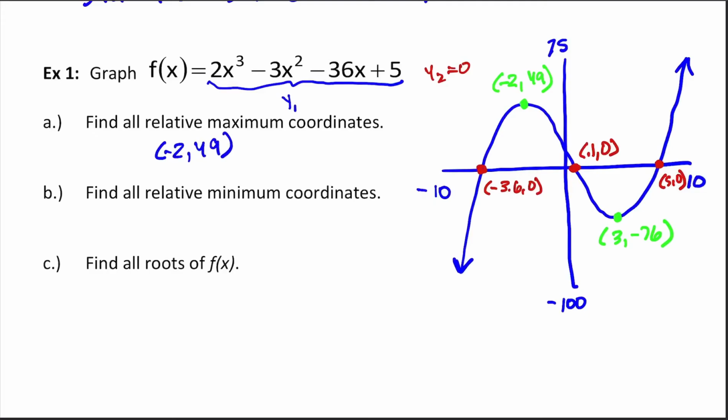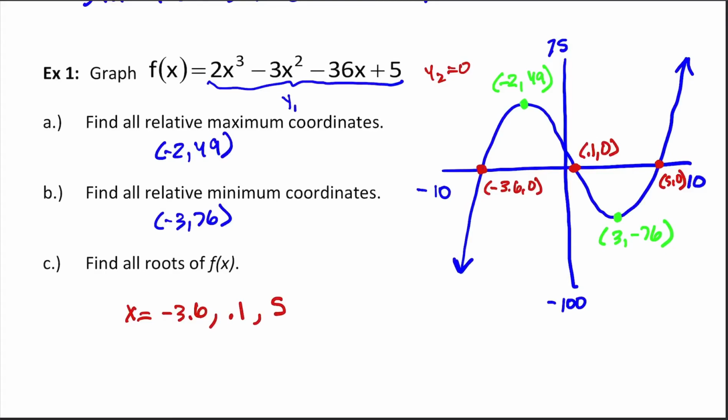Okay, next, find all relative minimum. Relative mins will be your valley right there. Again, there's only one of them. It's this one right here, negative 376. And find all roots. We've already done that. I just like to list them x equals. You can use set notation, so that's negative 3.6, 0.1 to the nearest 10th, and 5.